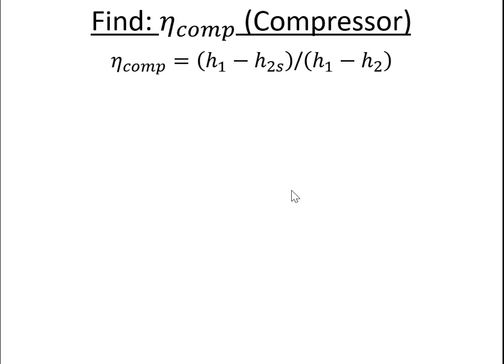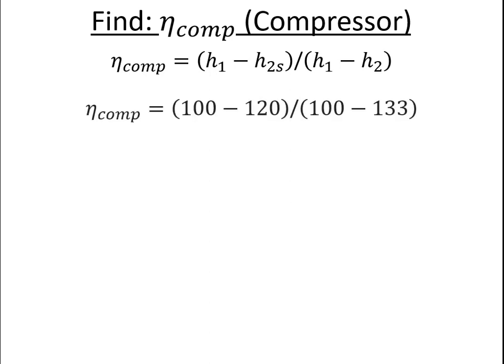Next, I'm asked to find the isentropic efficiency of the compressor. Here, I take the ideal compressor, which is going to consume less power, divided by the real compressor, which consumes more power. There'd be m dots on both the numerator and the denominator, but since the mass flow rate is the same, they cancel out. I can put numbers in here, and I see that the isentropic efficiency of the compressor is just under 61%.